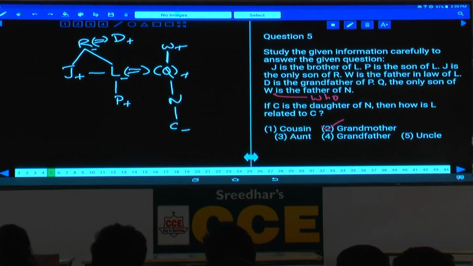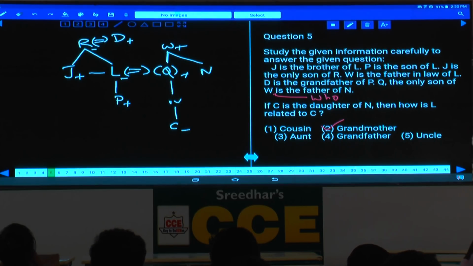Now Q, the only son of W, is the father of N. Who is the father of N? Q is the father of N. But if you want to get the choices here, the word who must be there. Now who is the father of N? W is the father of N. Then we can take this N at this place.